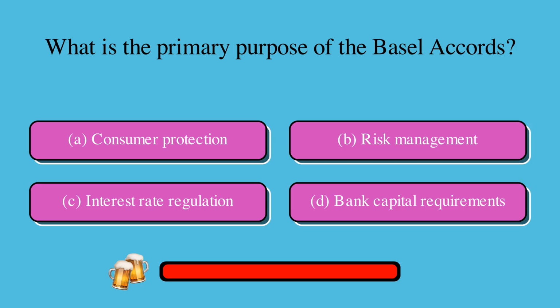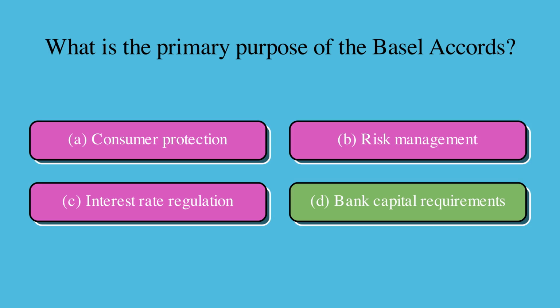What is the primary purpose of the Basel Accords? Is it A. Consumer protection, B. Risk management, C. Interest rate regulation, or D. Bank capital requirements? The correct answer is D. Bank capital requirements.